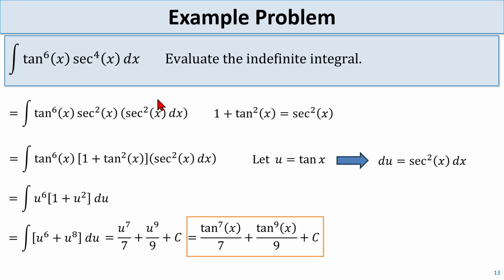So in this particular example, we had a situation where the power of secant was even, and then we ended up letting u equal tangent of x. If the power of secant was odd, then we wouldn't be able to do this. If the power of tangent, however, happened to be odd, then we could do a similar approach, but we would let u be secant of x. And then the idea is very similar.